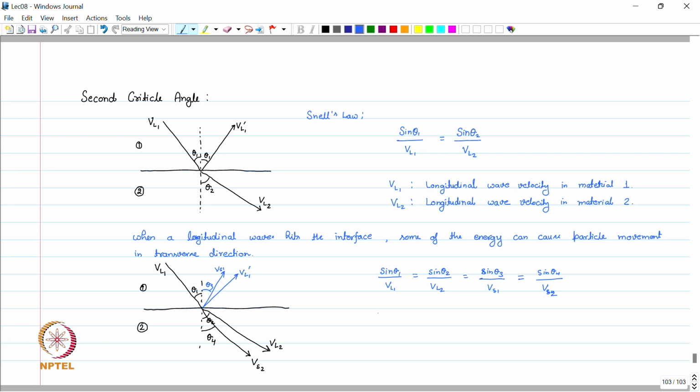Let us write down the values we used here. Vs1 is the shear wave velocity in material 1, and Vs2 is the shear wave velocity in material 2.